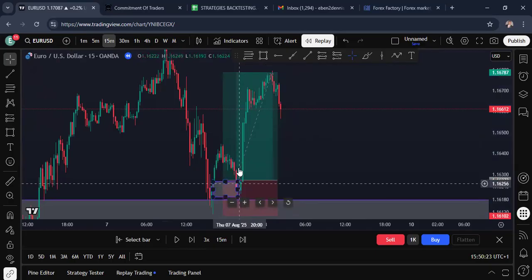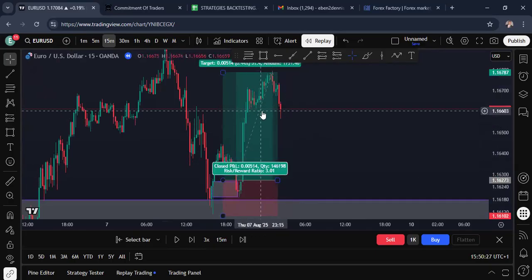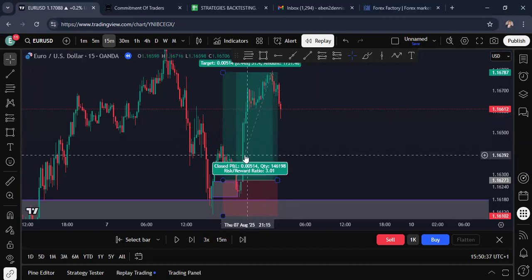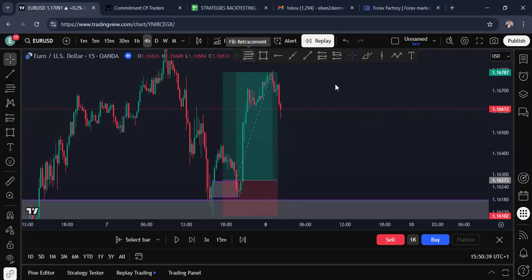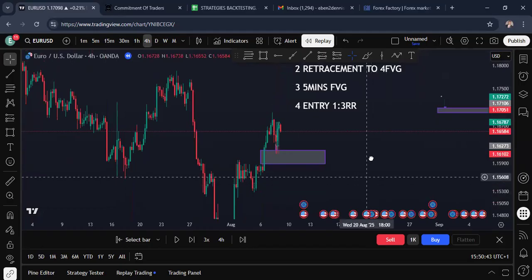Following the rules of the strategy is very simple. 4 hours FVG, retracement on the 4 hours FVG, go to 5 minutes, look for an FVG. The first FVG that forms on the 5 minutes becomes your entry for the trade. You either buy or sell depending on the kind of FVG you have found. So let's go back to the 4 hours and look for another FVG.